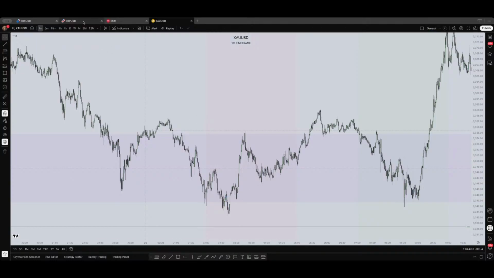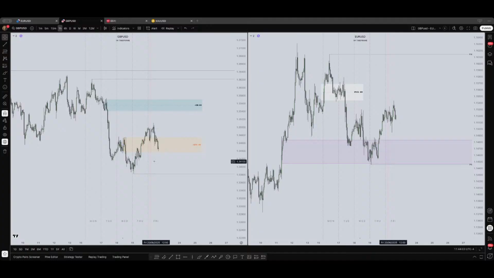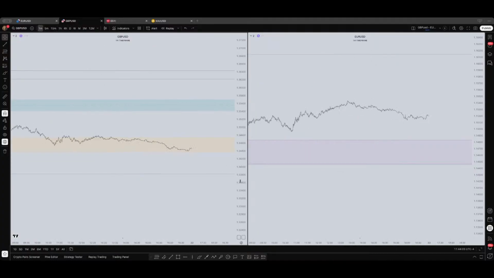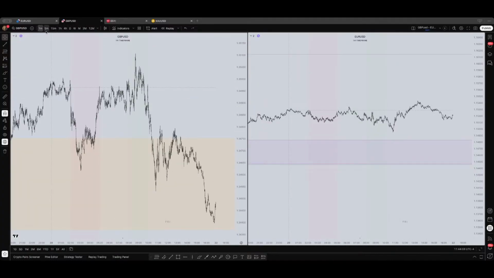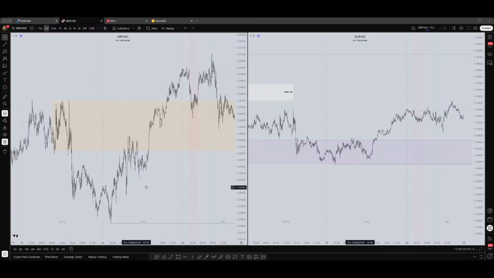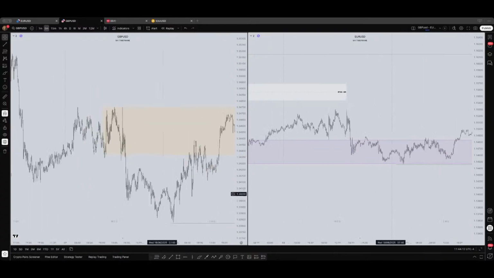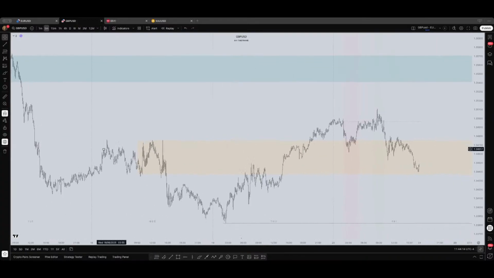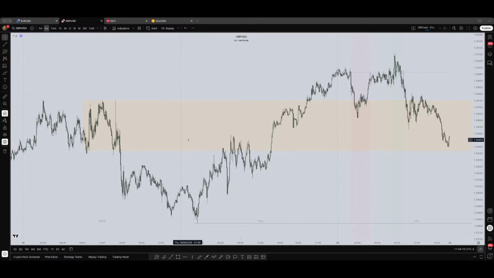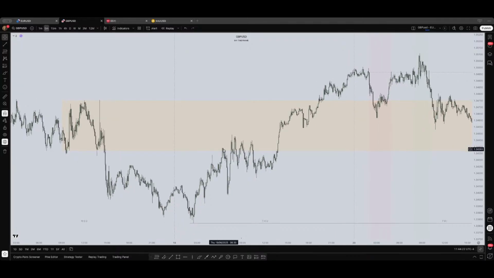And I want to show you in GBP/USD also. It was a beautiful trade. I was a bit mad with myself because it was beautiful, but it was after news. This drop was news from GBP/USD, high impact news. Okay.